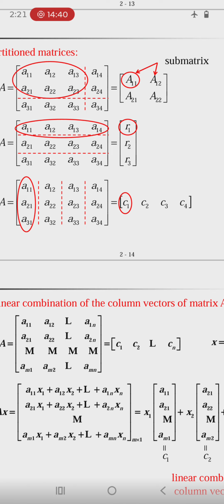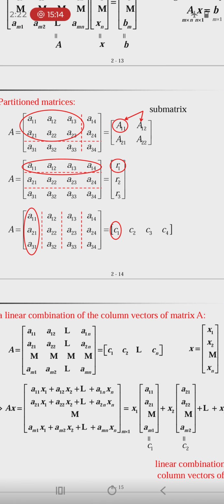Then next, matrix A equals the same entry values. Then we write R1, R2, R3. R1 is the first row, R2 is the second row, and R3 is the third row. This is a column matrix of rows. Next, the same entries are given. This matrix is converted to C1, C2, C3, C4. C1 is the first column, C2 the second column, C3 the third column, and C4 the fourth column.